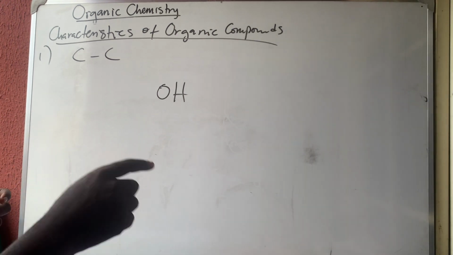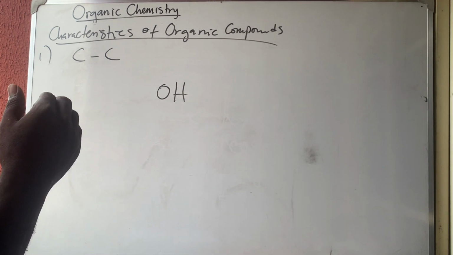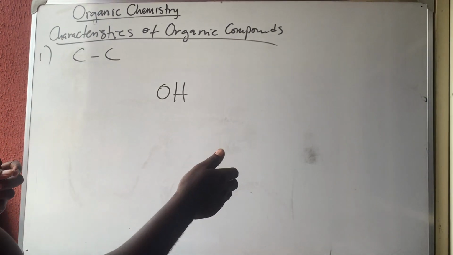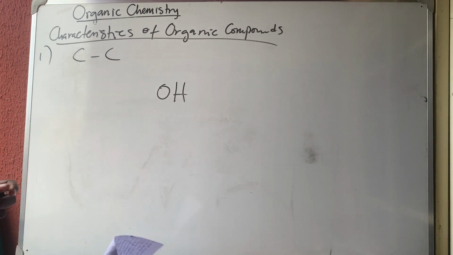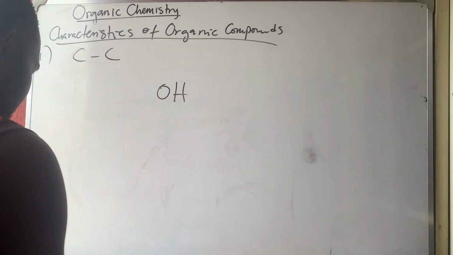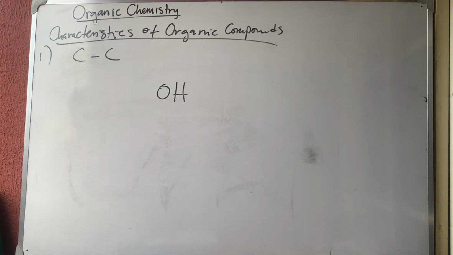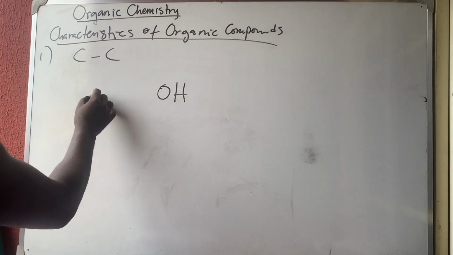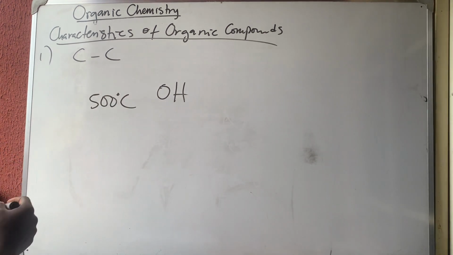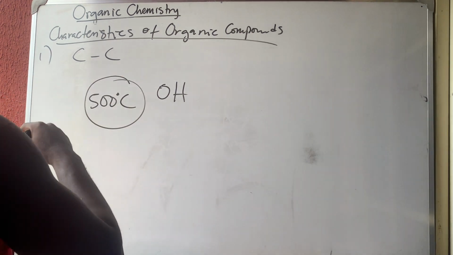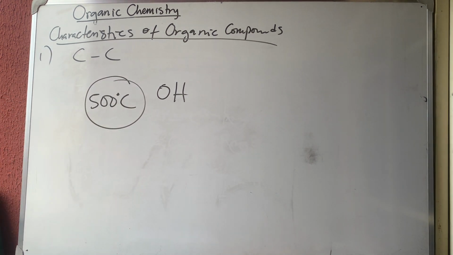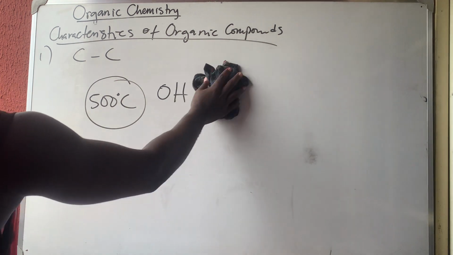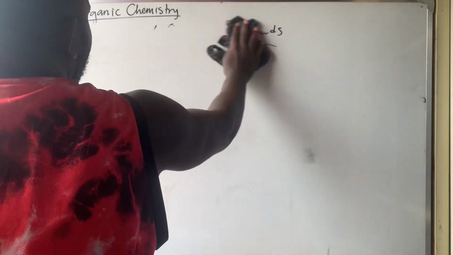So you have to take note that as the carbon increases, the boiling point and the melting point increase as well. Then the last one says that most organic compounds are unstable to heat and decompose into smaller molecules on heating above 500 degrees Celsius. Please note that they melt above 500 degrees Celsius. Now let's talk about the terms used in organic chemistry.